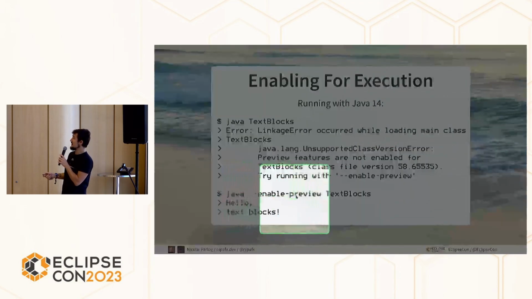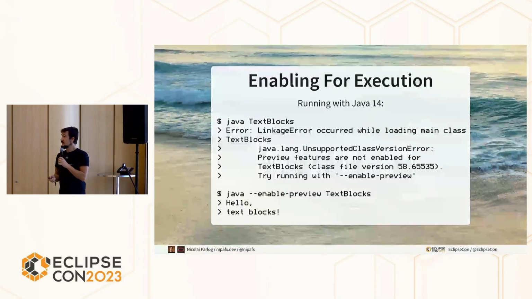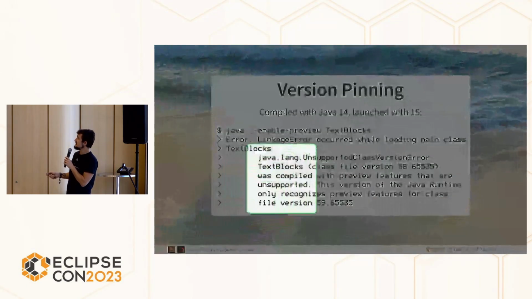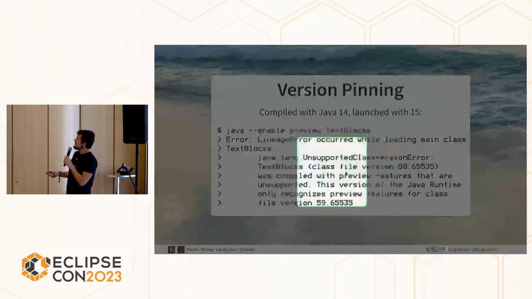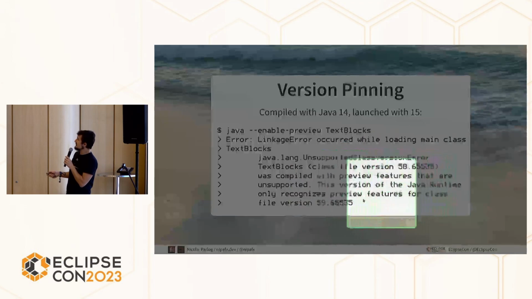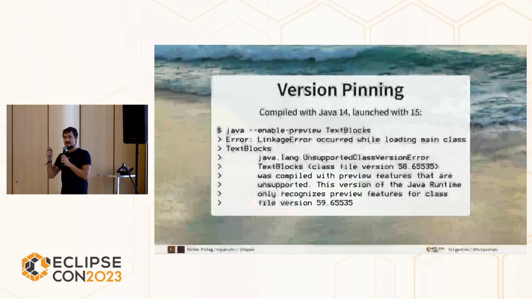So I have to again run with enable preview, and then I can run my text block example. The annoyance gets even bigger when I realize that if I launch it with 15, it still doesn't work. You would think, well, the feature doesn't change, and it's now final in 15. Can I just run this with 15? And the answer is no, you can't. It's even worse. You cannot run this with 15 at all, with or without preview flags. It just refuses and says, this was compiled for 58, which was Java 14, but this version of the runtime only recognizes preview feature for class file version 59. So that's version pinning.